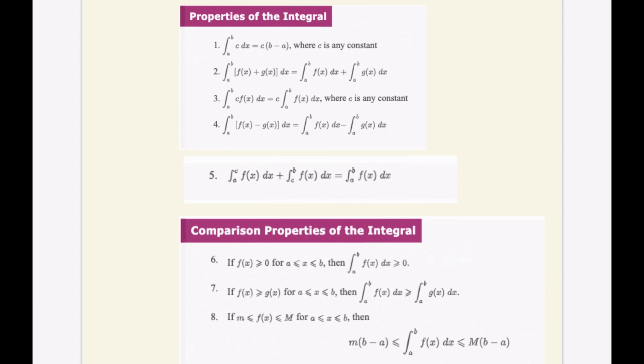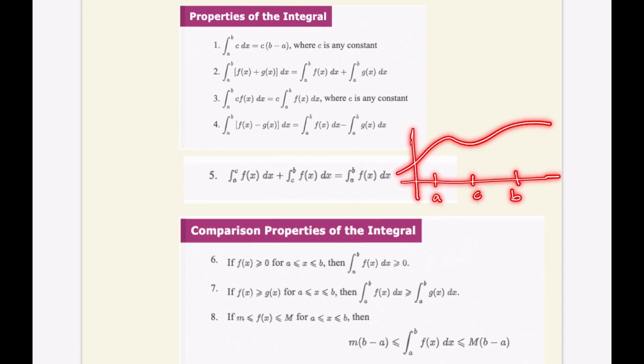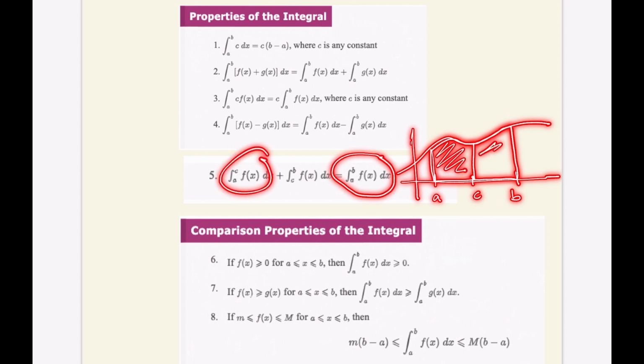Rule number 5, it's easiest if you just draw a picture of what this might look like. This is just saying that if I have a curve and I would like to calculate the definite integral from a to b, then calculating this definite integral is the same as calculating the definite integral from a to c and adding it to the definite integral from c to b, which is this guy.